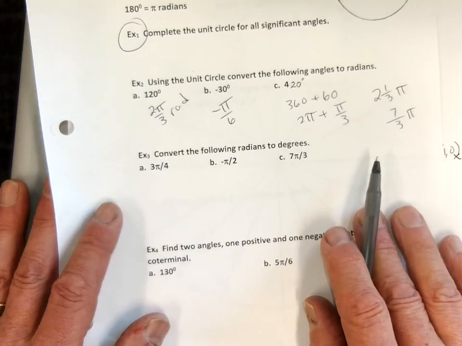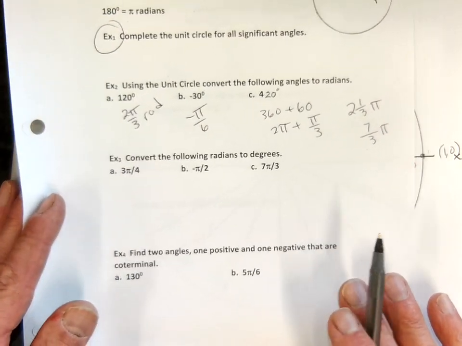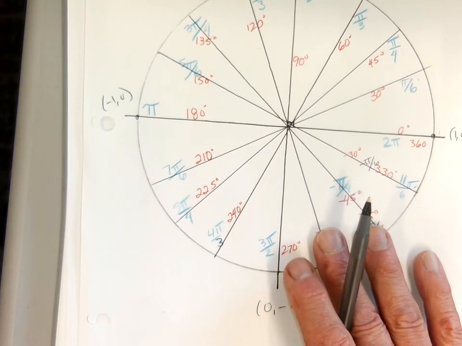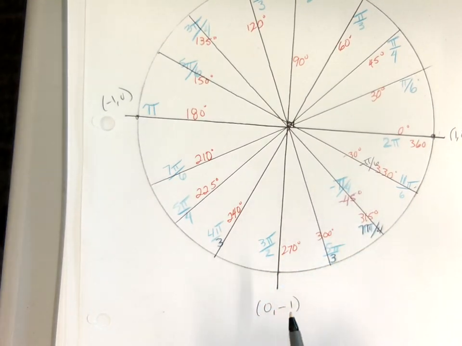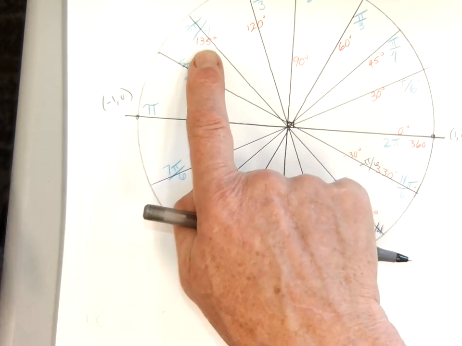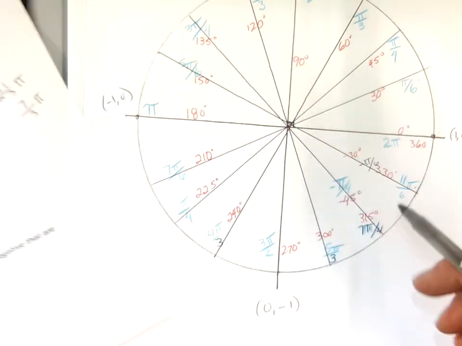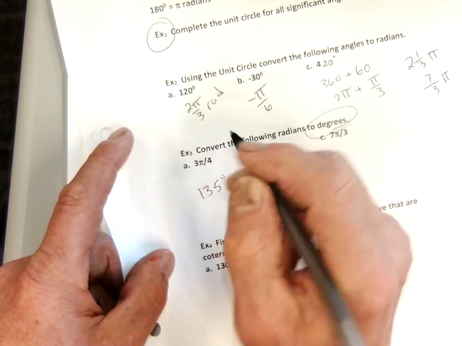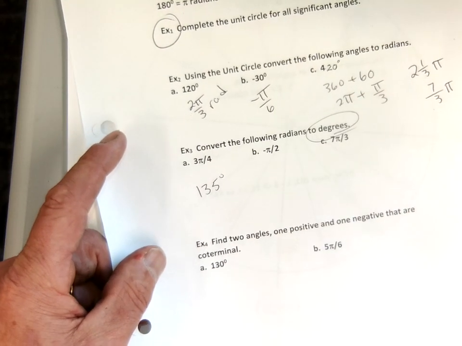Now, example 3. 3 pi fourths is a radian. Let's change that to degrees. So I'll look at my circle. I'm looking for 3 pi fourths. Did you find it? So it's going to be a 135 degree angle. Okay, show me thumbs up. I really want to make sure. Check, everybody good?